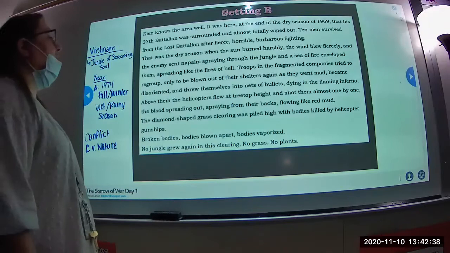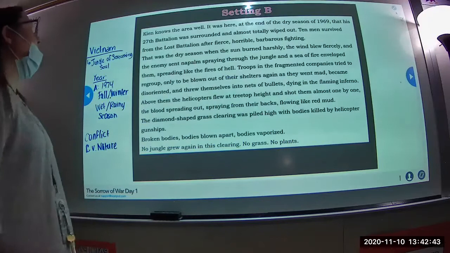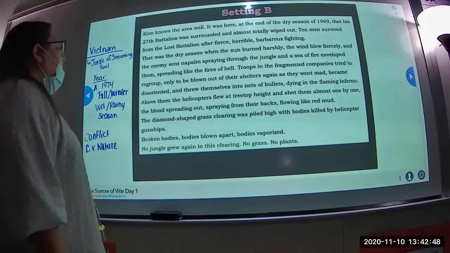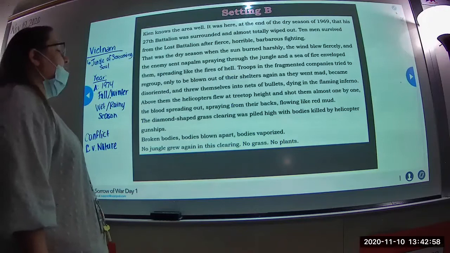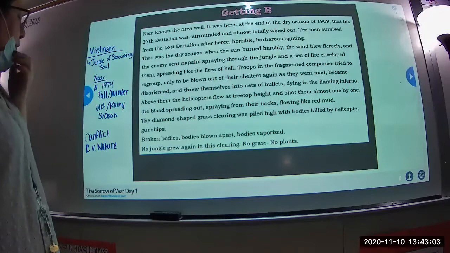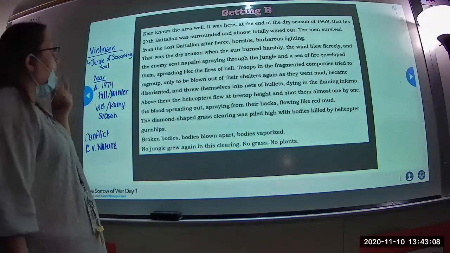Troops and fragmented companies tried to regroup, only to be blown out of their shelters again as they went mad, became disoriented, and threw themselves into nets of bullets, dying in flaming inferno. Above them, the helicopters flew at treetop height and shot them almost one by one, the blood spraying out from their backs, flowing like red mud. The diamond-shaped grass clearing was piled high with bodies killed by helicopter gunships. Broken bodies, bodies blown apart, bodies vaporized. No jungle grew again in this clearing, no grass, no plants. Jeez.